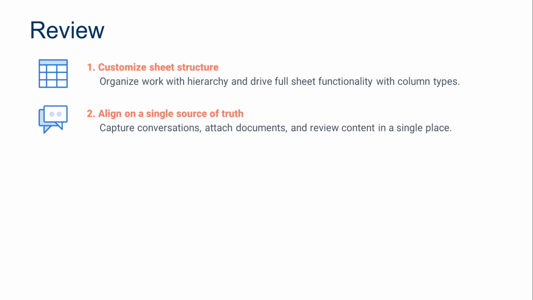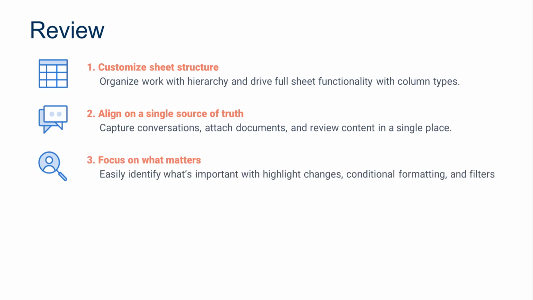Our second tip is to align on a single source of truth and really take advantage of the various ways that you can have information in your Smartsheet. So not just updating cells, columns, and rows, but also having conversations, sending @ mentions to your collaborators, and attaching files or even uploading and reviewing documents as part of our proofing process.